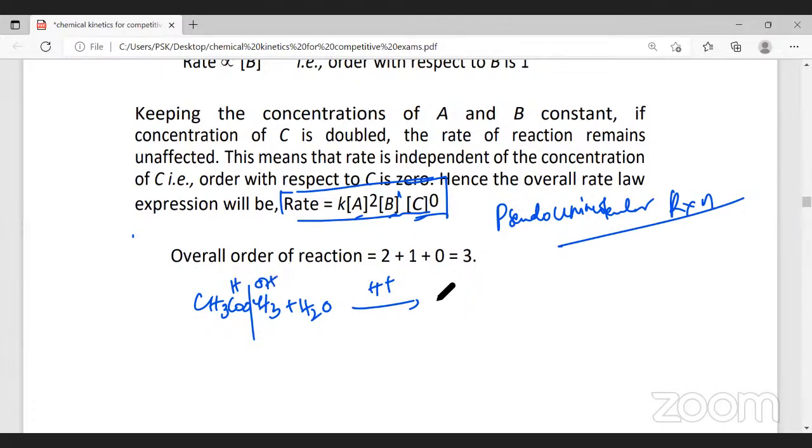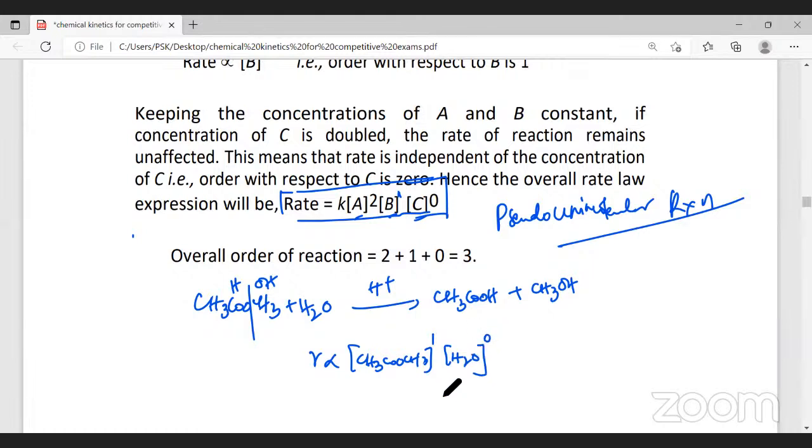The cleavage I'm showing. So you get CH3COOH and CH3OH. This is acetic acid and this is methanol. Now, as per the law of mass action, if we write rate is directly proportional to concentration of methyl acetate and concentration of water. With respect to methyl acetate, the order is 1.